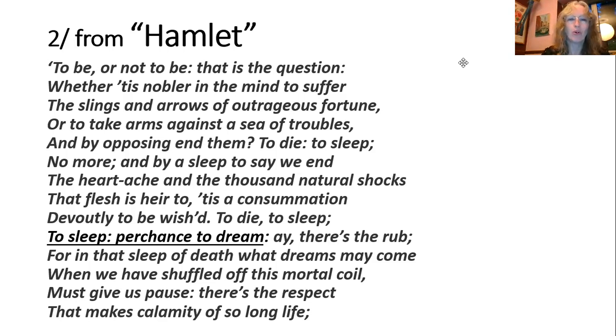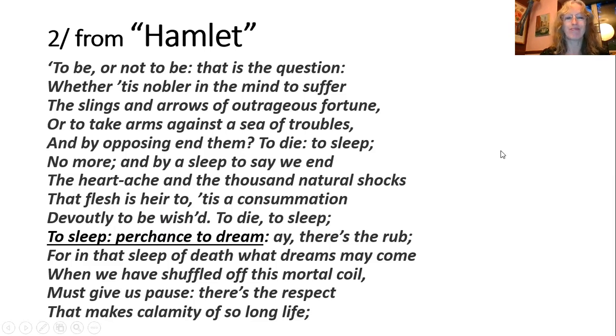Okay, so again, pause the screen, pause the video and talk to your partner. What does it mean? How is the language different? Okay, pause. Okay, so again, lots of language, which is very difficult. In the bold part there, perchance to dream. Perchance means maybe. Aye means yes. Devoutly, to be wished. 'Tis, it is.